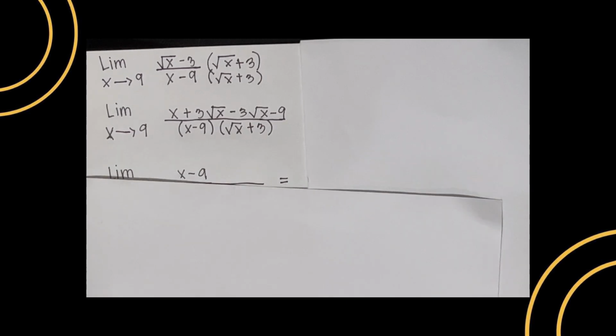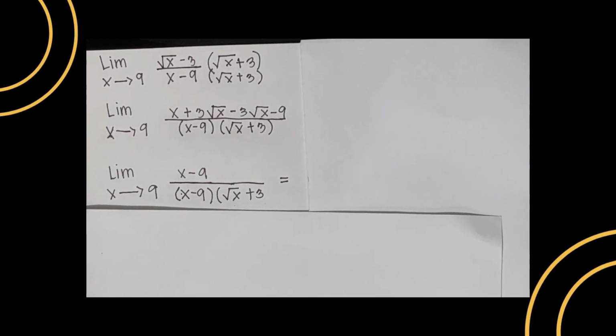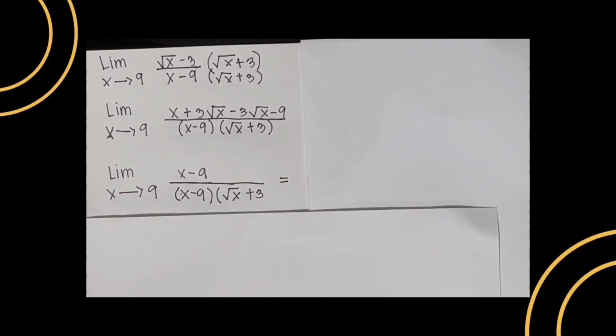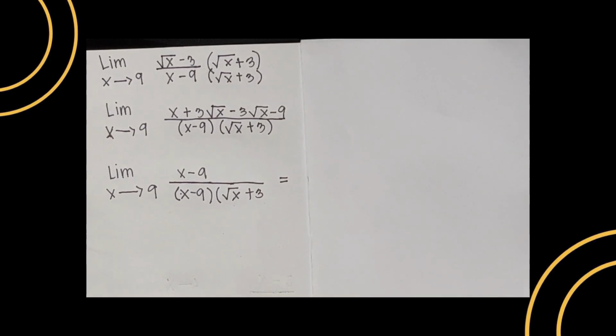So now, what we have left over is the limit as x approaches 9 of x minus 9 divided by x minus 9 times square root x plus 3. So now, at this point, notice that we can cancel x minus 9. So what we have left over is the limit as x approaches 9 of 1 over square root x plus 3.